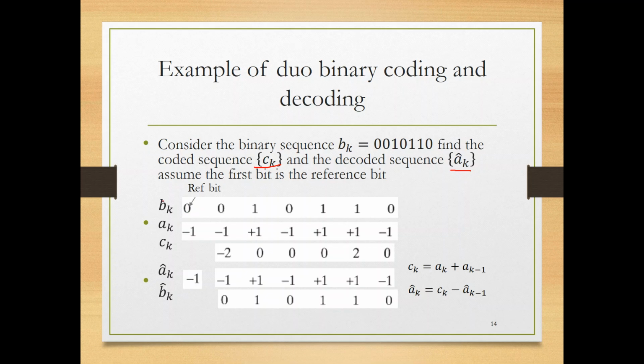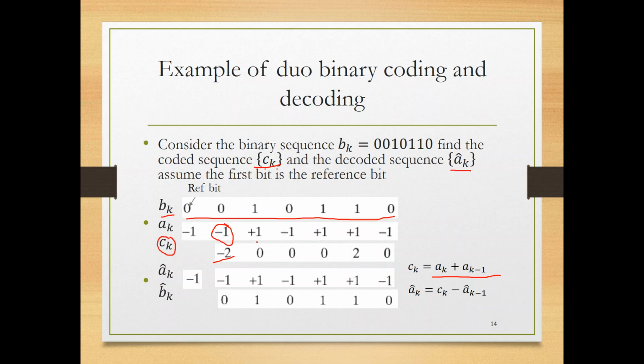So what do you do? You just write here BK is this sequence, the one I gave to you. Then you say I modulated using pulse amplitude modulator AK because it gives you the pulses. If 0 comes, then it's -1. If 1 comes, it's +1. Then you can now find CK. CK is equal to AK plus AK minus 1. AK is this. AK minus 1 is this. So -1 plus -1, the result is -2.